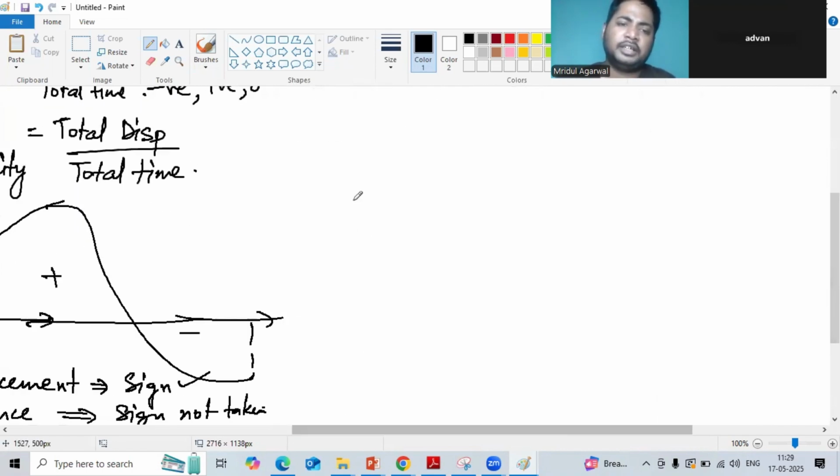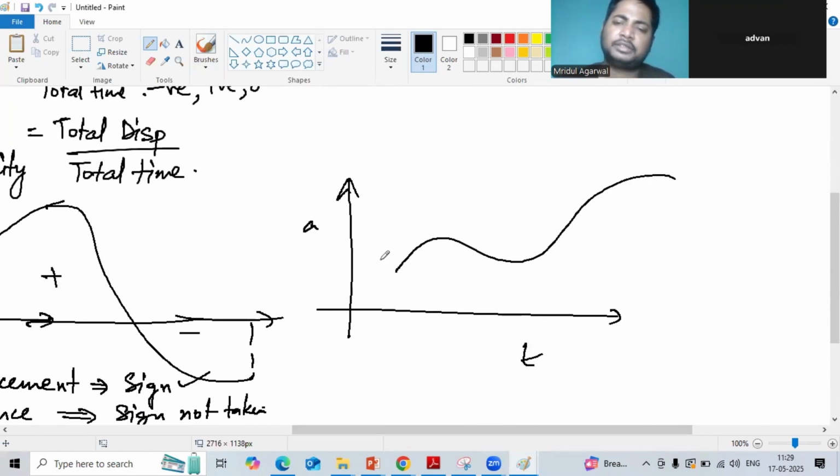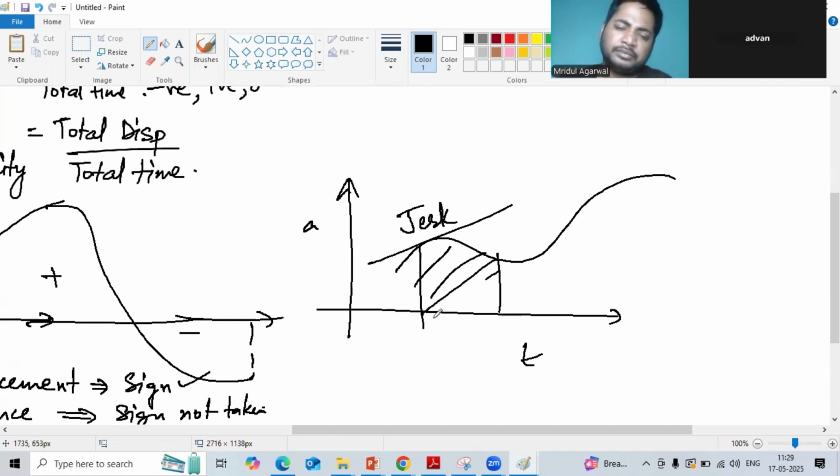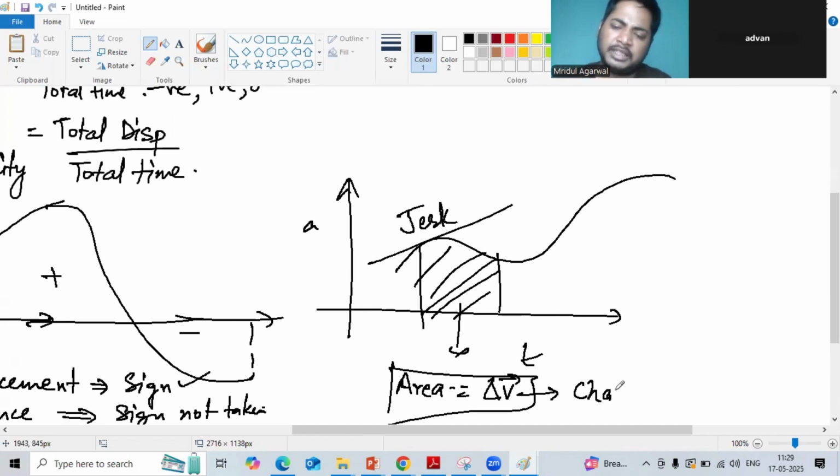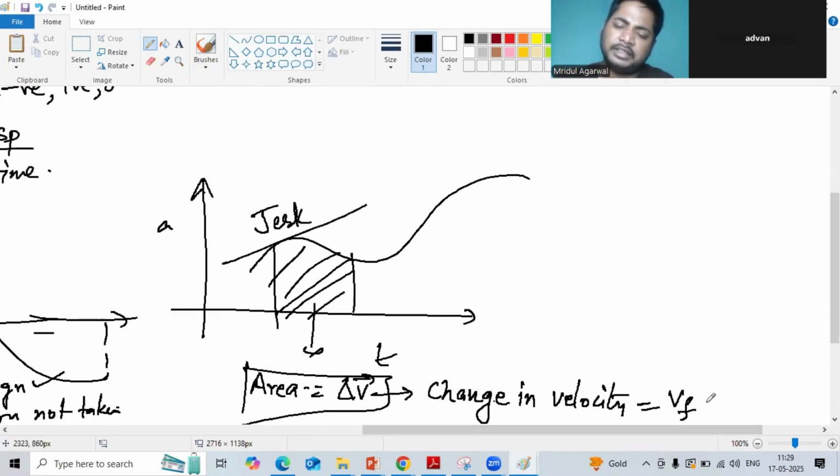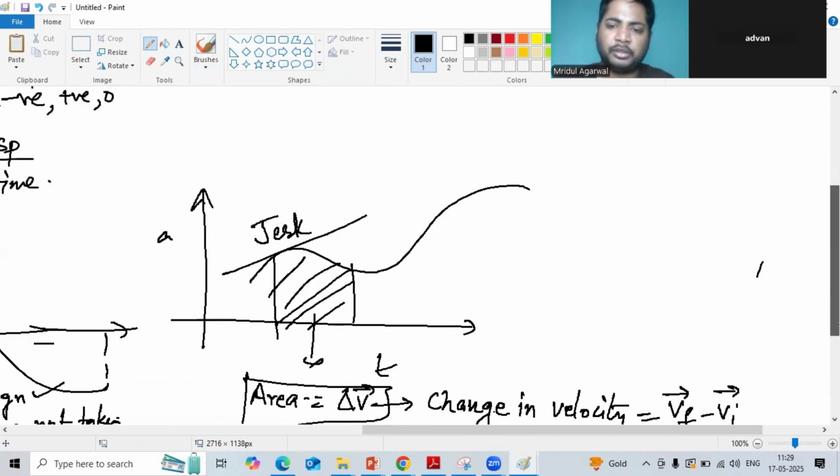And if you talk about the acceleration versus time curve and you take the slope of that curve, what will it give you? It will give you jerk. And if you take the area under the curve, that area will give you the change in velocity, meaning final velocity minus initial velocity. Got that? So this is the part for the velocity part.